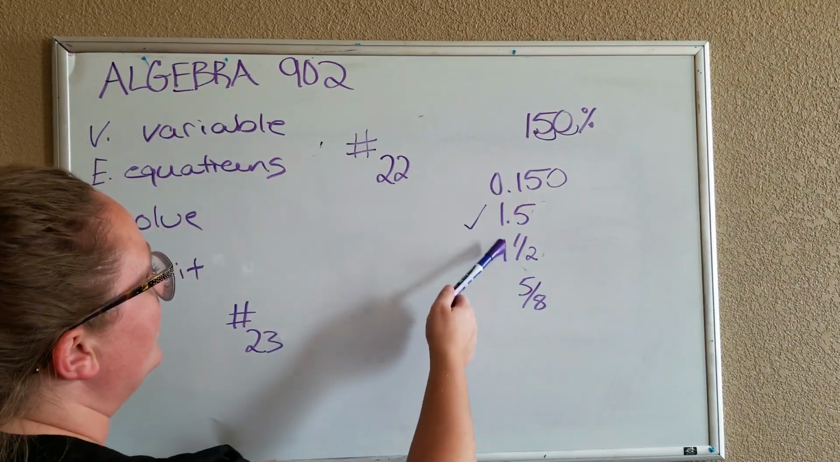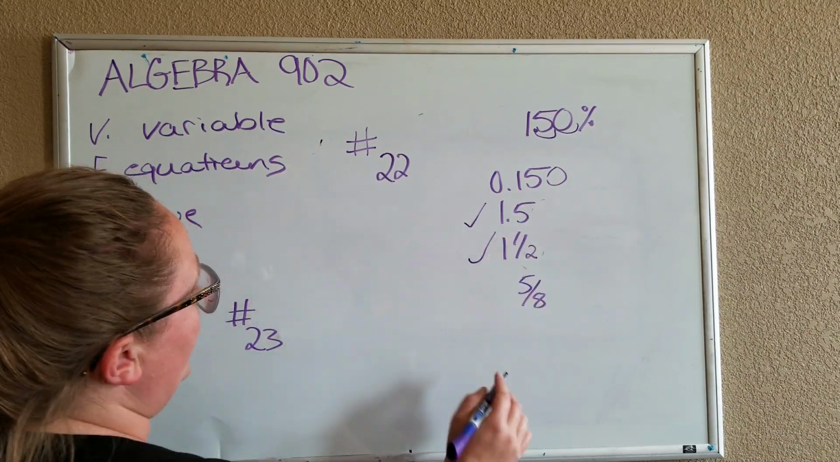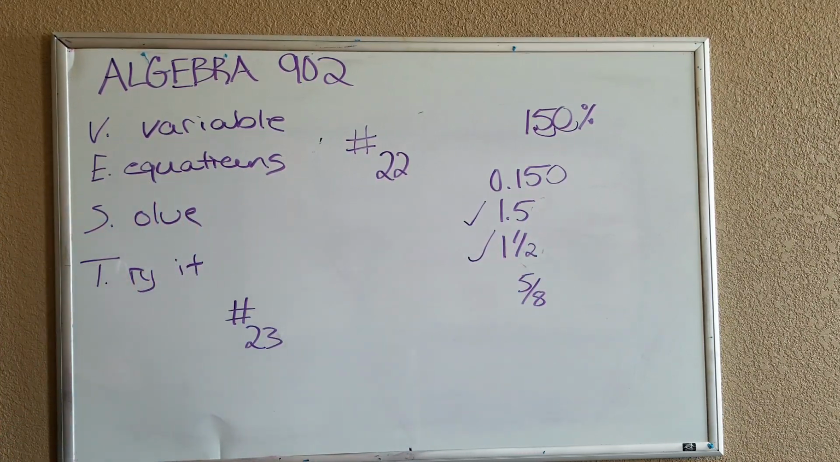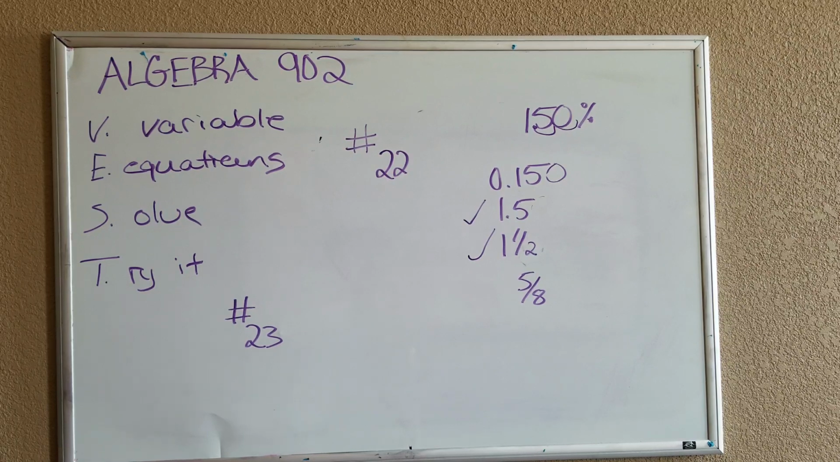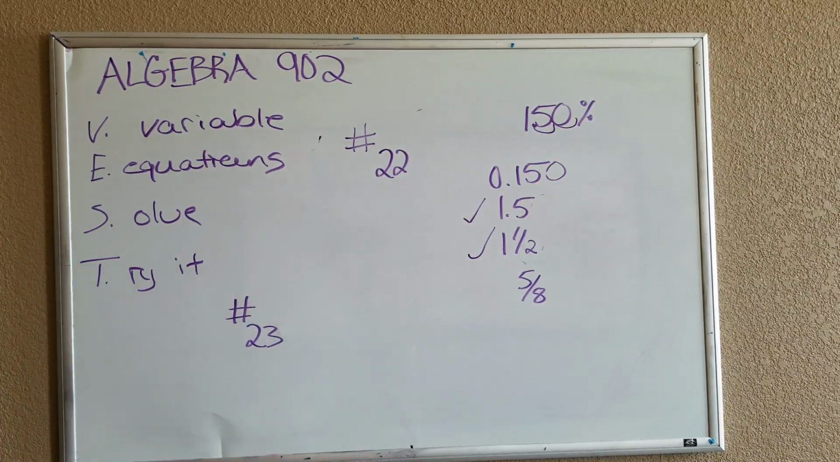All right, and then 1.5 is equal to 1.5. That's what it is. And then 5 over 8, you can try that one. You go 5 divided by 8. If it's equal to 1.5, then yes. I don't believe it's going to be.